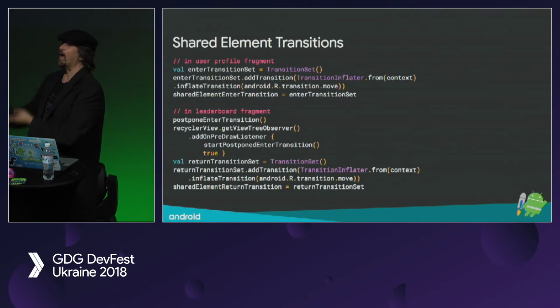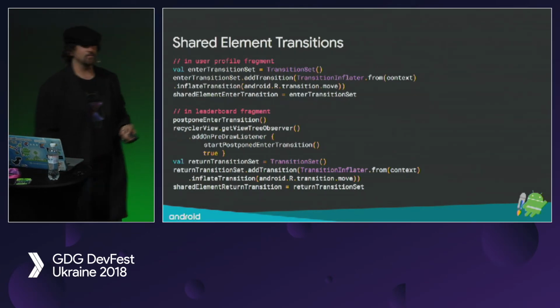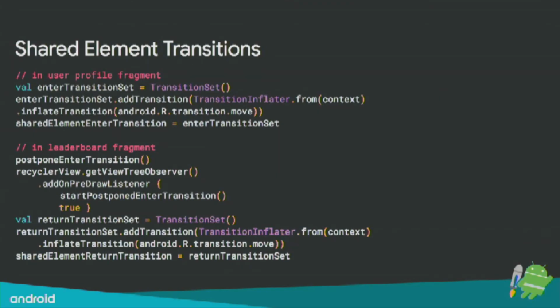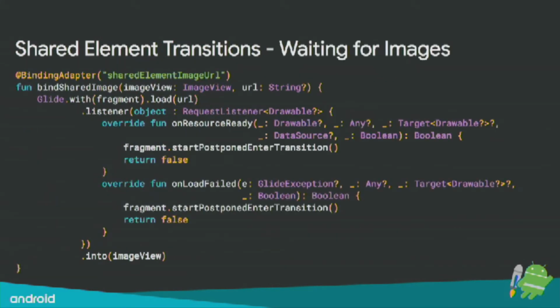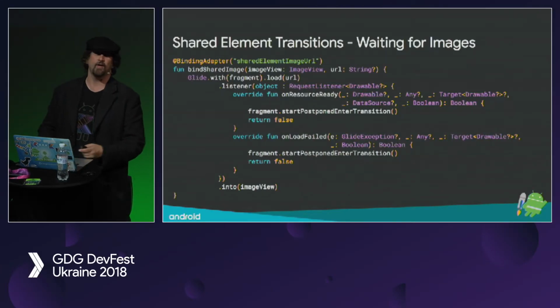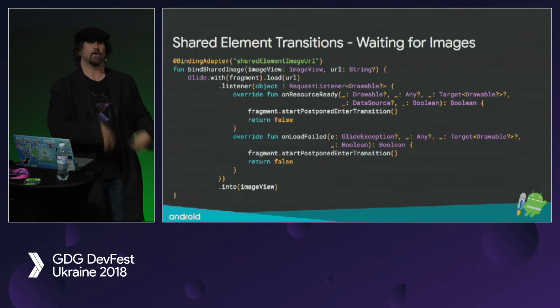So it doesn't actually help you make them work. You still need to create transition sets. You still need to wait for layouts to happen. You still need to wait for images to be loaded from the internet, all that kind of stuff. Here's an example of what I did to do that with a binding adapter with Glide. You might consider this a horrible hack, but at least it was a kind of nice way of saying, okay, I've got one image that I'm waiting for. I can just create this adapter.